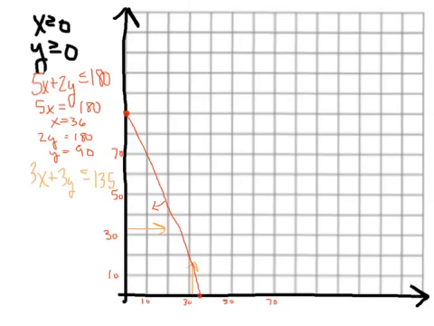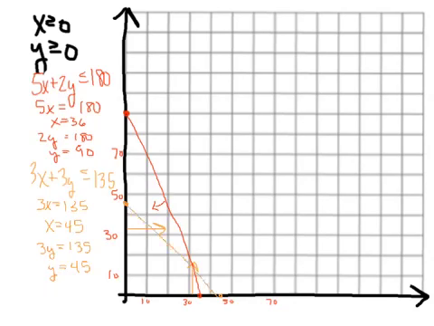Our x-intercept is 3x equals 135. 135 divided by 3, x equals 45. Y-intercept, x is 0. 3y equals 135. Divide both sides by 3. Let's plot them. 10, 20, 30, 45. 10, 20, 30, 45.